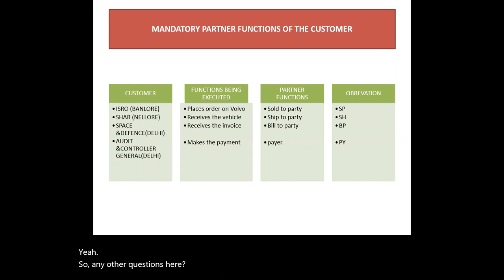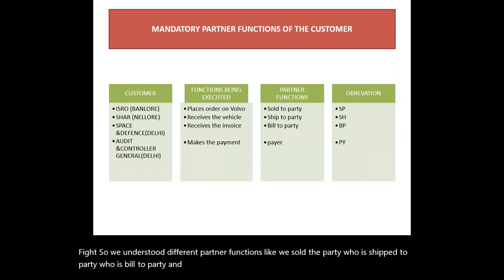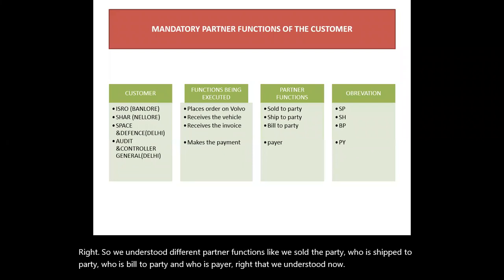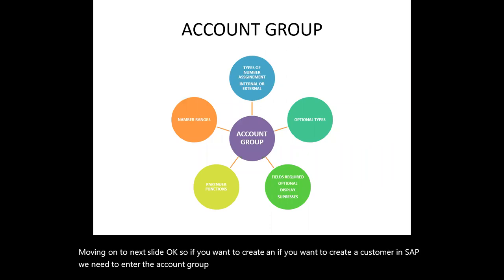Fine. So we understood the different partner functions: who is the sold-to party, who is the ship-to party, who is the bill-to party, and who is the payer. Now moving on to the next slide. If you want to create a customer in SAP, we need to enter the account group. Account group is mandatory. Without entering the account group, we will not be able to create the customer master data. Let me show you that.